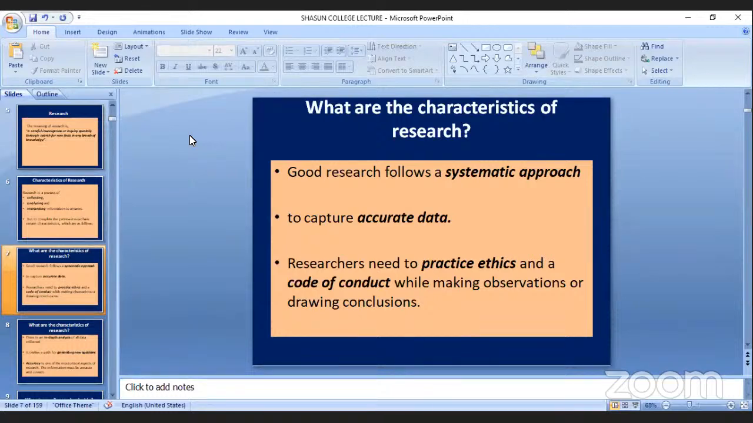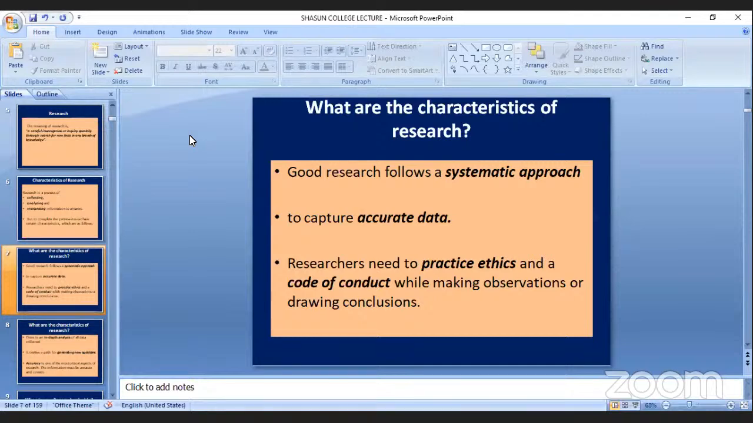But when I'm telling for some other topics, if accuracy is not there, then your data collected will not be giving a correct result. So that is very, very important. Then researchers need to practice ethics. So that is what I told you just now. You should not copy from some other research work. You should not copy from other journals. You should not copy the work done by other people. Code of conduct in research is very, very essential.